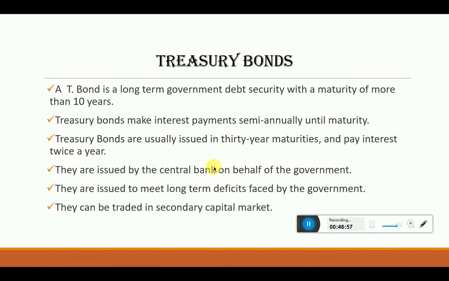They are issued by the central bank on behalf of the government. They are issued to meet long-term deficits. They can be traded on the secondary capital market. The only difference was that they are for 10 years or more than that. But T-notes are from more than 1 year to less than 10. Right? The rest of the things are the same. Both of them are debt securities and debt financing or debt investment.